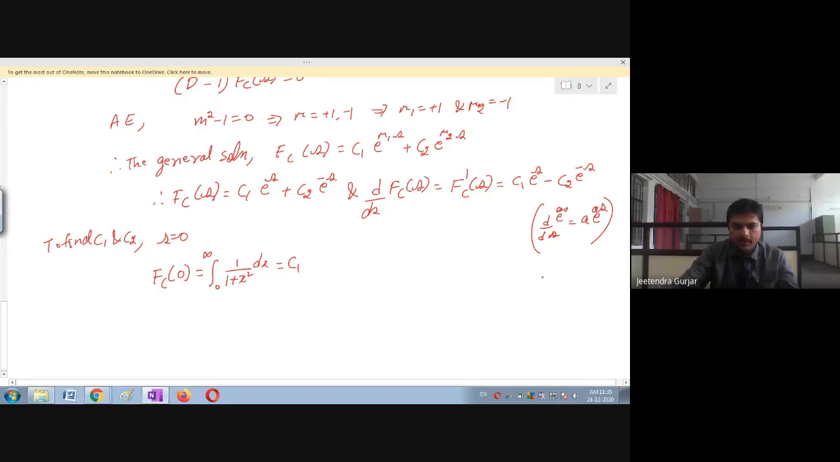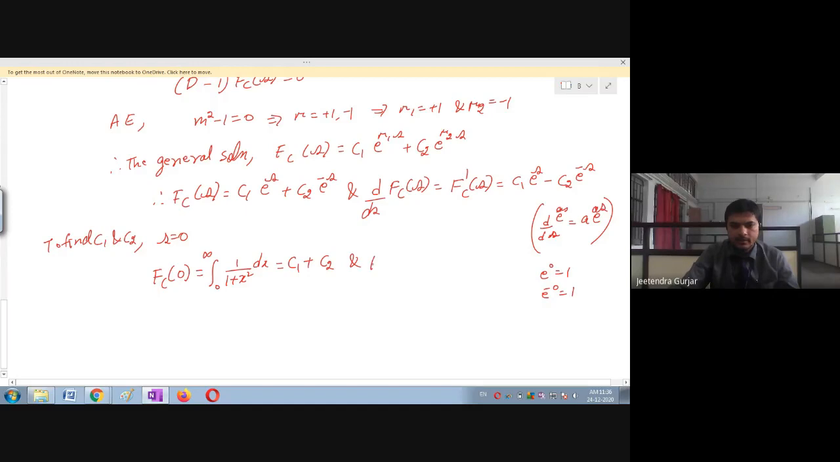Please remember, you already used this e raised to 0 many times. Then this is again plus c2 e raised to minus 0, and you remember e raised to minus 0 is again 1. So therefore integral 0 to infinity 1 upon 1 plus x square dx will be equal to c1 plus c2.